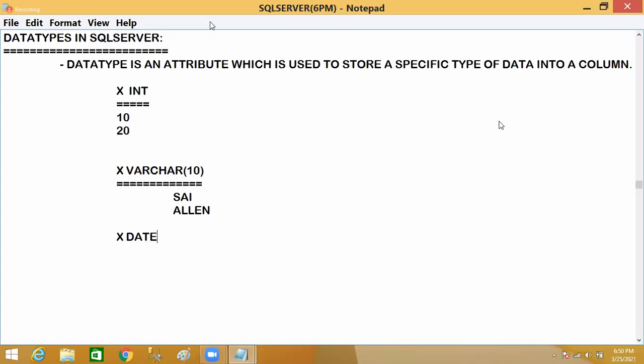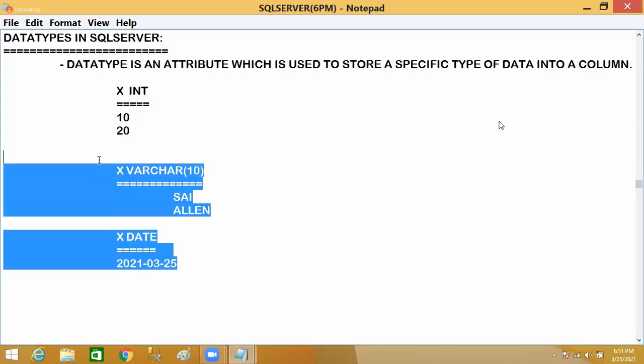Suppose my X column is a date type, then I can store the date format of information only. So the data types represent what type of data you are storing into a column. If your column is an integer type, integer data is stored. If your column is a character type, then character data is stored. If your column is a date data type, then date format of data is stored. That is the specific type of data, which type of data you are storing into your columns.